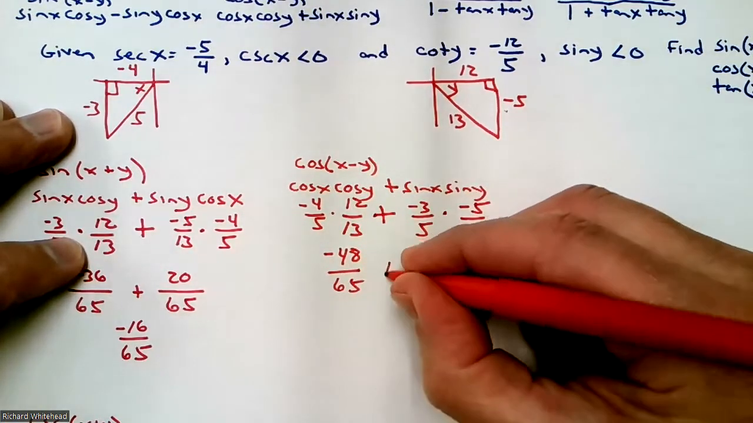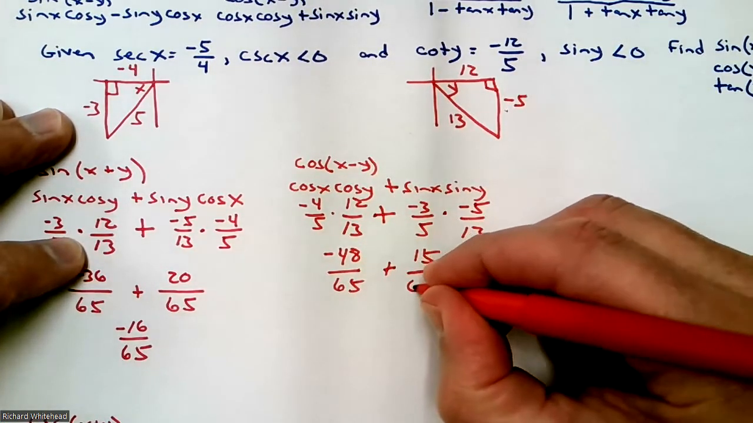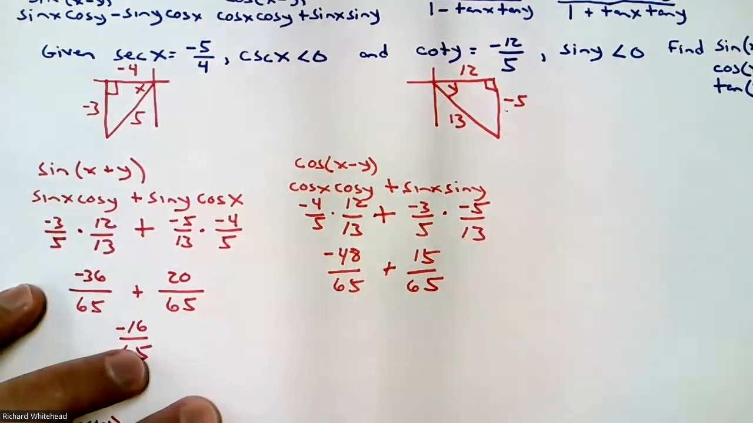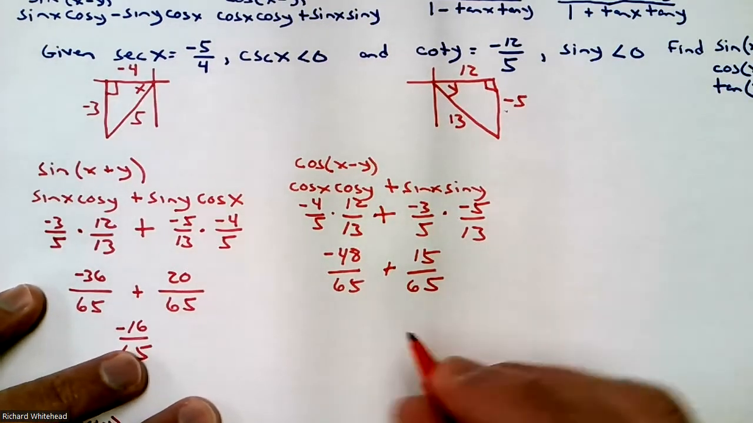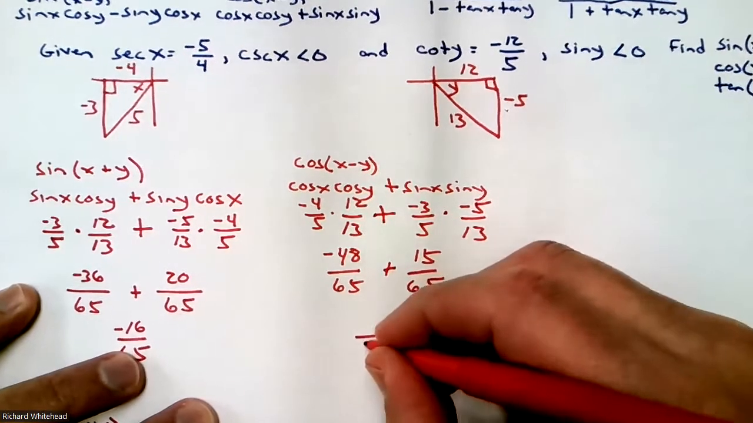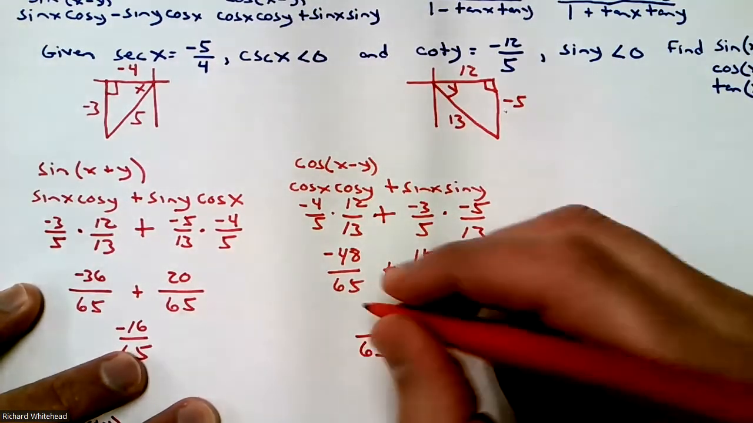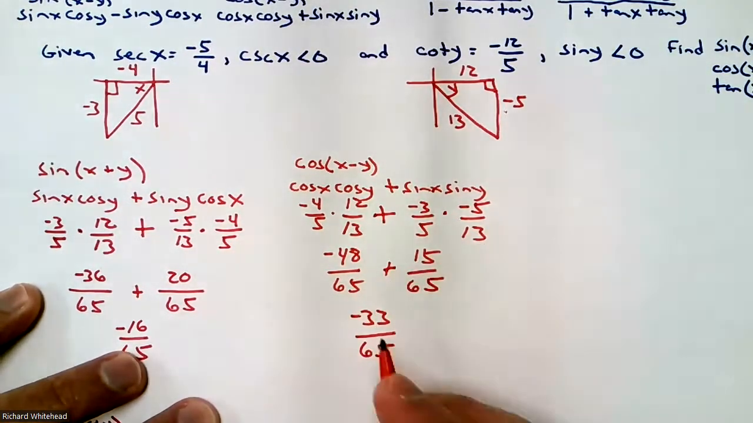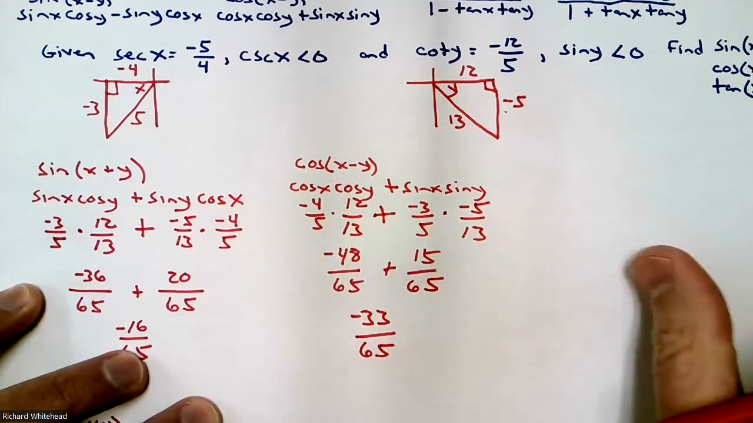-48/65 plus 15/65. I hope I'm doing that right. So, once again, common denominator, no big deal. So that's -33/65. So there's your cosine.